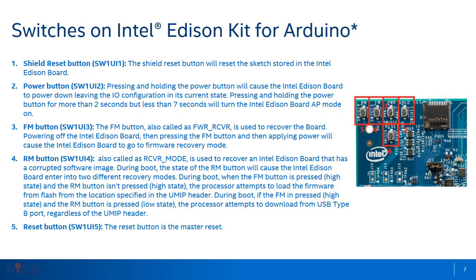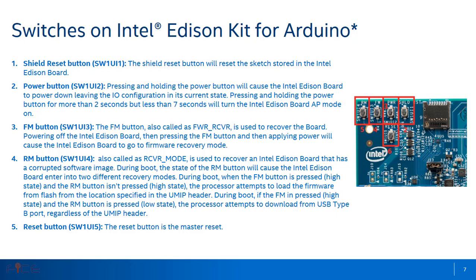Next are the switches. The switches on the Arduino breakout board for Intel Edison are the shield reset button SW1 U1. The shield reset will reset the sketch stored in the Intel Edison board. Then we have the power button. Pressing and holding the power button will cause the Intel Edison board to power down. If we talk about the RM button, it is used to recover the board.